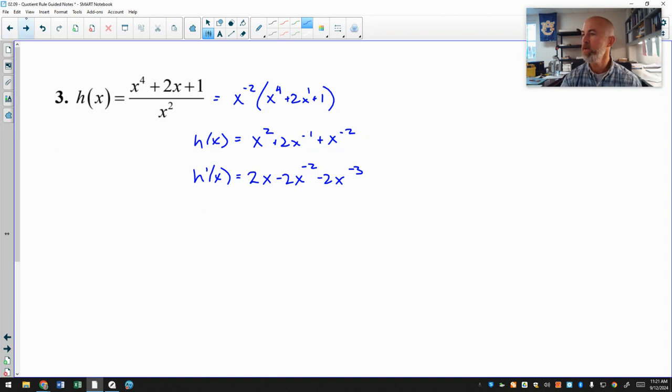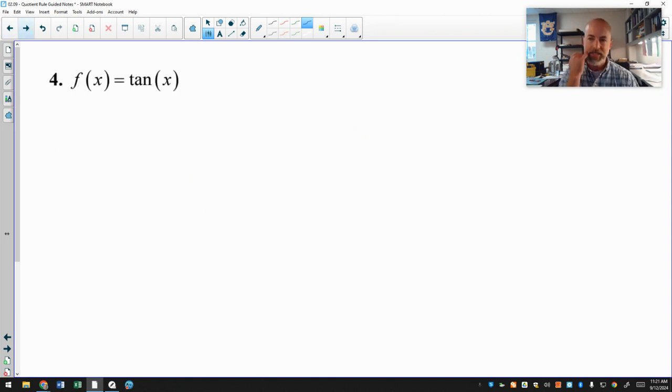Then I have one more example I wanted to look at, and it is the function tangent x. And you're wondering, why in the world is f of x equals tangent x in a lesson about the quotient rule? That is because if you don't know the derivative of tangent x, but you do know the derivatives of sine x and cosine x, which my students should, I'm going to rewrite tangent as sine over cosine, and now I can get the derivative of tangent by using the quotient rule with sine x over cosine x.